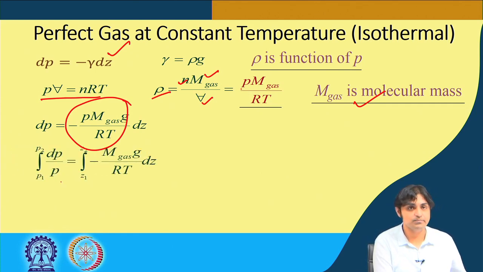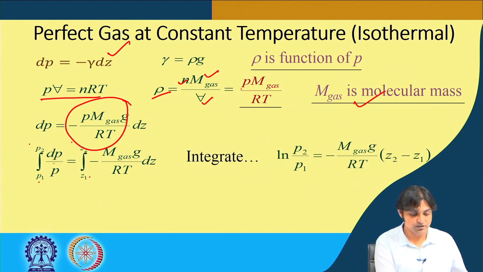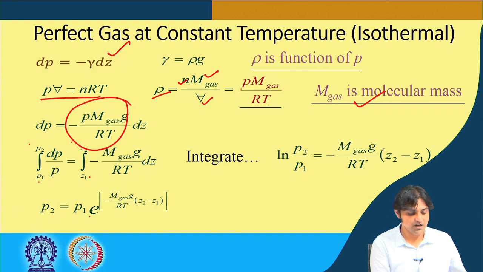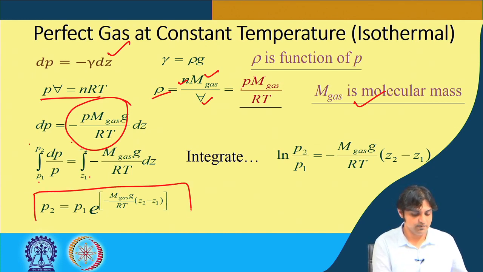So, now we start simply integrating from P1 to P2 and Z1 to Z2, simple integration. If you integrate this, because it is dP by P, that becomes ln P2 by P1, and dz is a simple integration yielding Z2 minus Z1. So, the pressure at point 2 at a constant temperature will be given as P1 e to the power minus m gas g by RT times Z2 minus Z1. So, in case of constant temperature, isothermal, the perfect gas, the pressure variation will be like this.